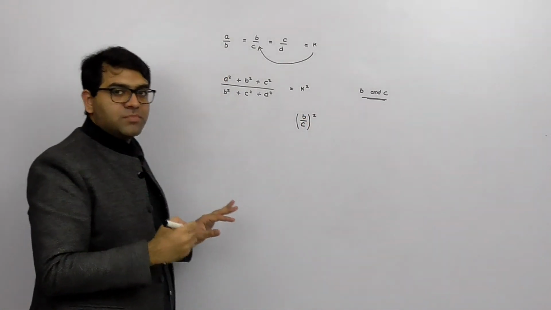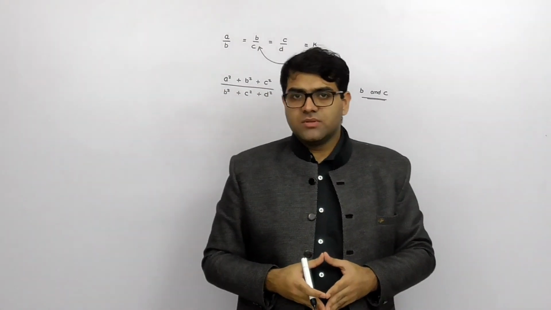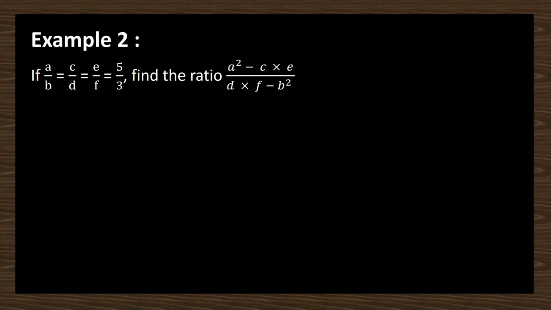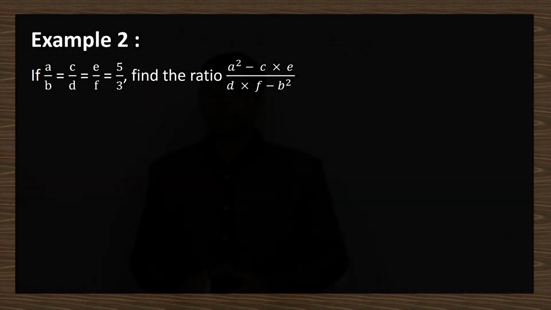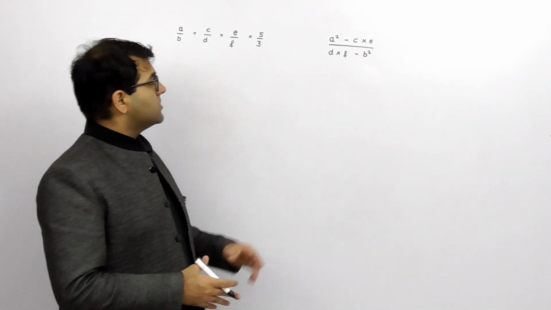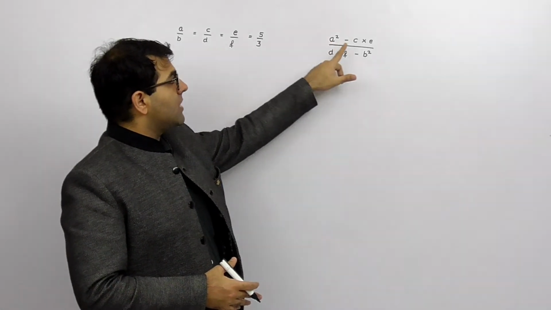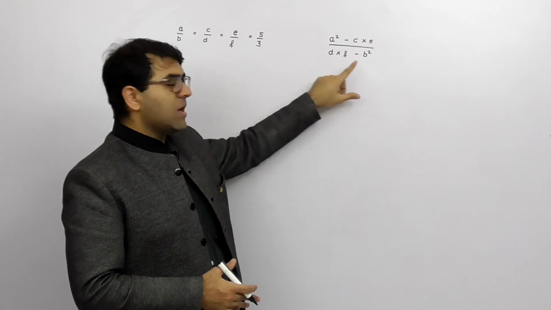Hopefully that's an easy example. Let's try out another example. If a by b equals c by d equals e by f equals 5 by 3, find the ratio a square minus ce by df minus b square. In this question, mujhe jo ratio nikalna hai, wo hai a square minus ce divided by df minus b square.